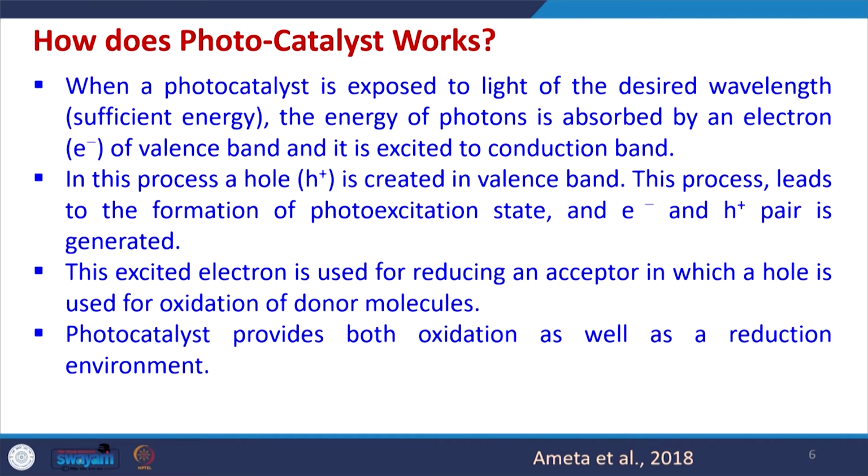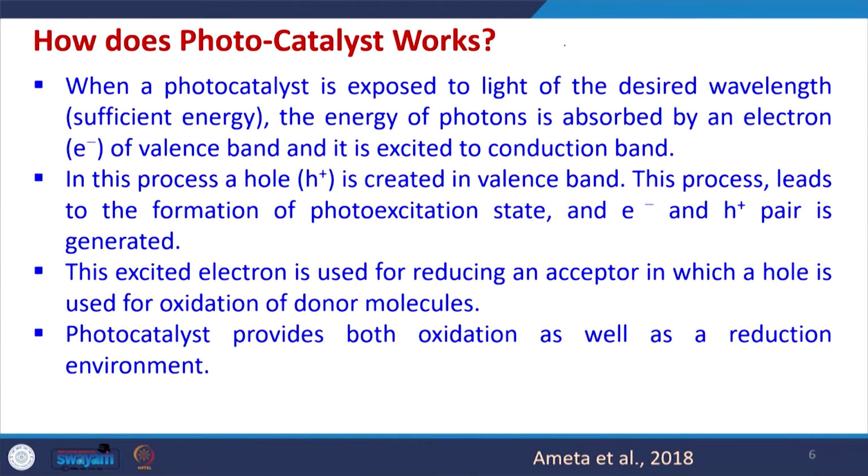Now, going further, how does a photocatalyst work? When a photocatalyst is exposed to light of desired wavelength, whatever the band gap is, it should be able to excite the electron from the valency band to conduction band; that much sufficient energy should be there. Suppose we have 3.3 electron volt. This should be equal to h nu, or we can write this as h c by lambda. So, we can know the lambda value which will have enough energy.